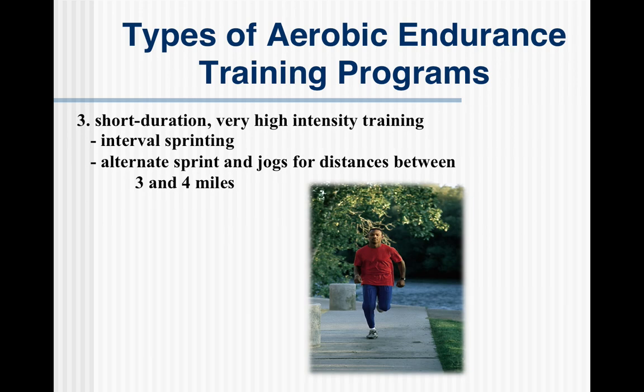Short duration, very high intensity training is also known as interval sprinting, where the athlete alternates sprints and jogs for 3 to 4 miles.